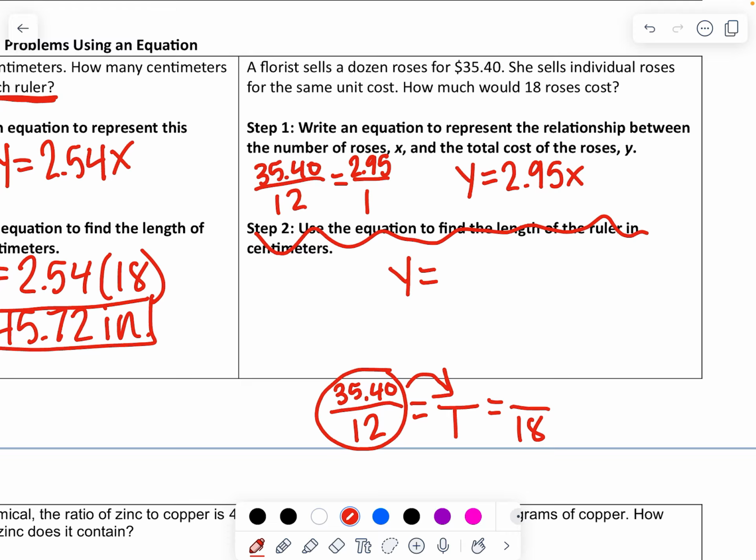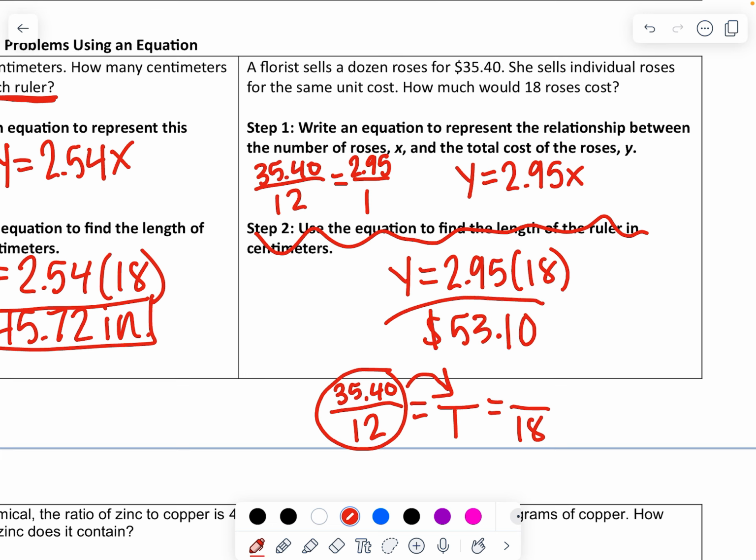So we do y equals $2.95 times 18. So $2.95 times 18 would get you 53.1, which I'm going to add a 0 because we're talking money. So for 18 roses, it would cost $53.10. So keep in mind, we did exactly what we did for our ratio tables.